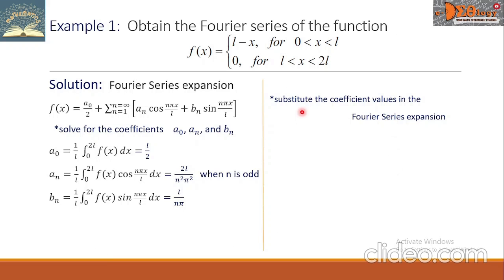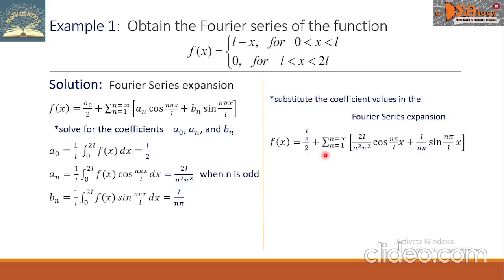We will now substitute the coefficient values in the Fourier series expansion. So it becomes like this. The a sub 0 becomes L over 2. The a sub n is now here, and the b sub n is given here. Please remember that in our a sub n, we said this is the value of a sub n when n is odd.